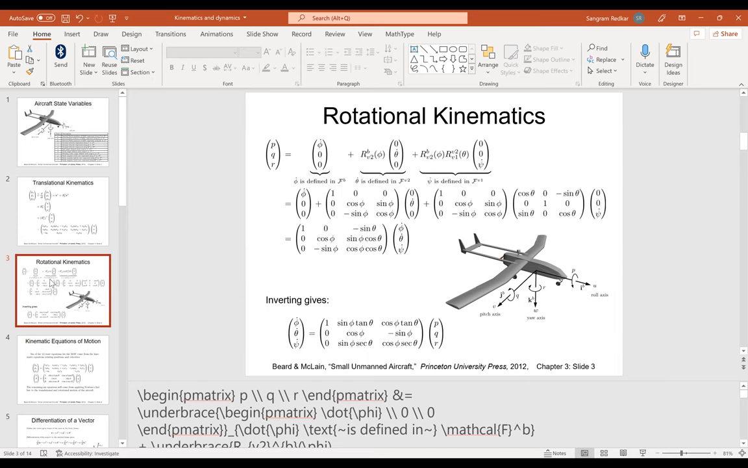Everyone understood this? This equation is valid whether you are considering the dynamics of an unmanned aerial vehicle, fixed wing, flying wing, a helicopter, or a tilt rotor. These two kinematic equations would remain the same. And if you really want to study the kinematic equations, they will take you into the domain of inertial navigation, where you use sensors to find out the vehicle velocities and vehicle orientation.